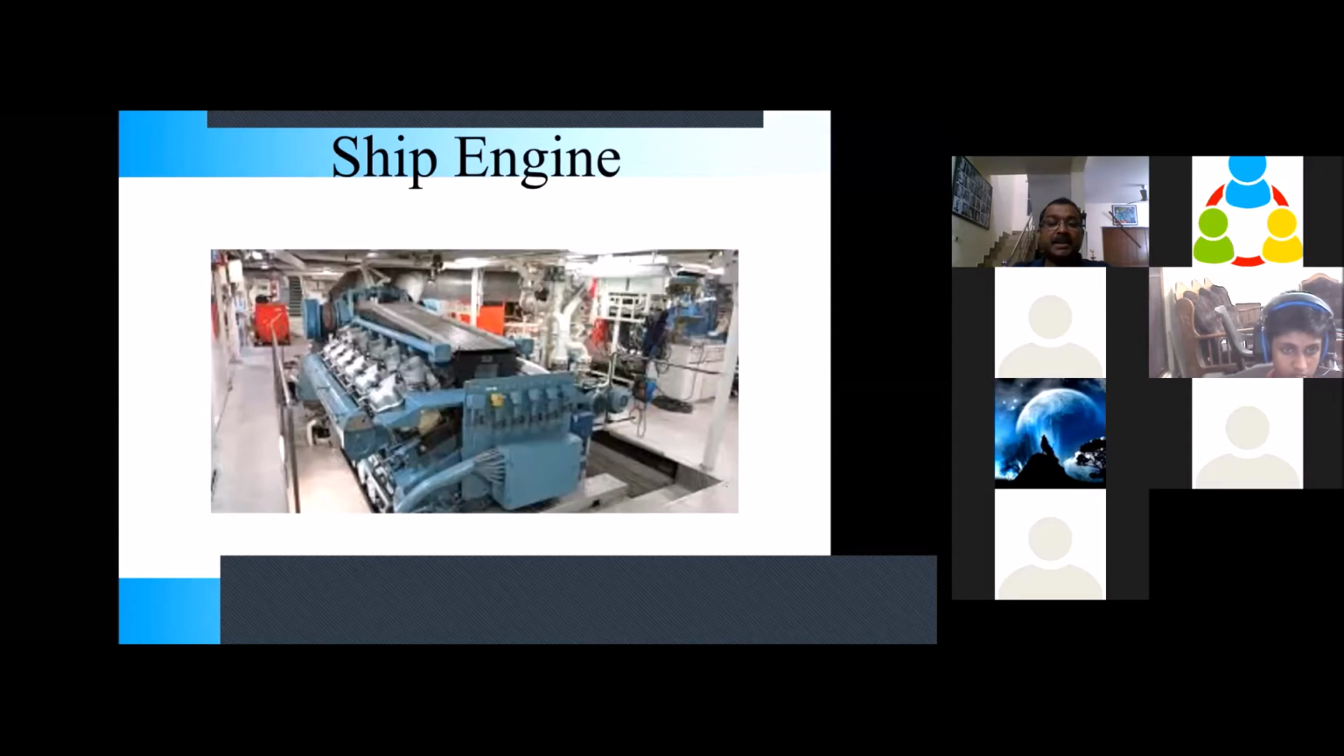And you can see some other diesel engines as well in the engine room. Those are diesel gensets. Those diesel engines are actually for the purpose of producing electrical energy for the ship. So in the engine room, you can see diesel engines in the ship.